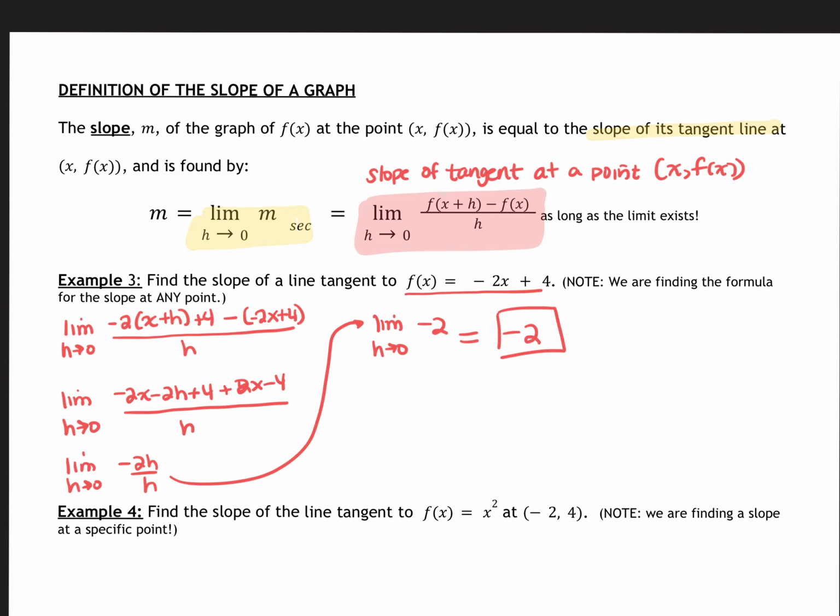So we know that no matter what point we choose, the slope of a line tangent to that graph anywhere is just always going to be -2. And that makes sense because we said that a line has a consistent slope, right? Its slope is unchanged anywhere on that graph. So it should be that we get a specific value for the slope of any tangent line to that graph.